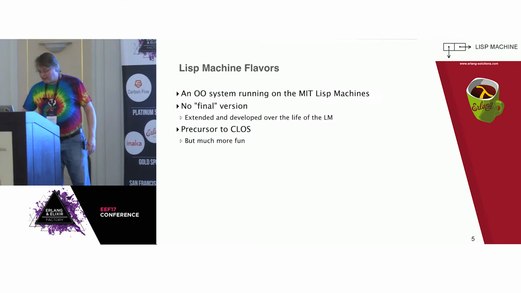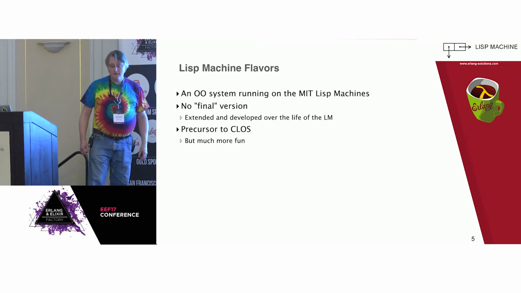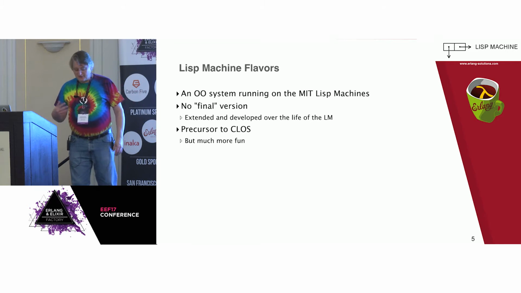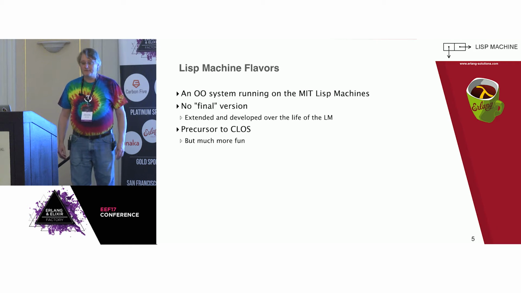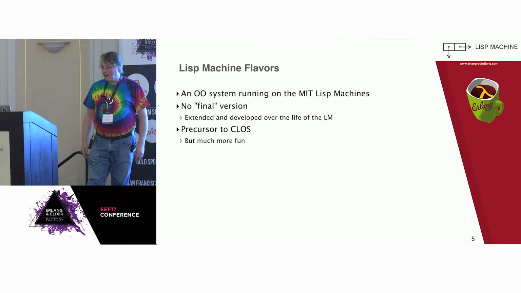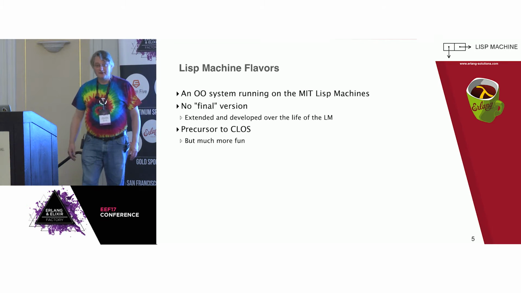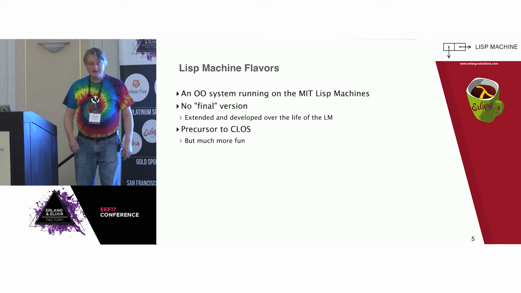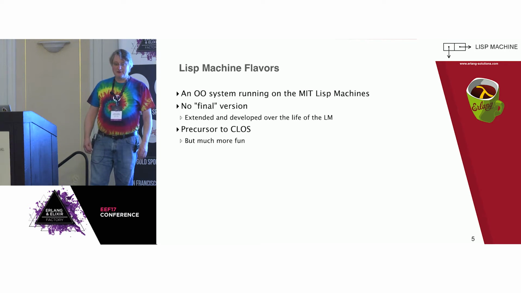The next interesting thing is getting into Lisp Machine Flavors. This was an object-oriented system running on the original MIT Lisp machines. It's from the late 70s, so it's a very old system. There was no real final version of it. It just kept developing as time went. If you look at the documentation, every year there'd be new features in it, and eventually it was enormous. They were basically throwing in everything they could think of.